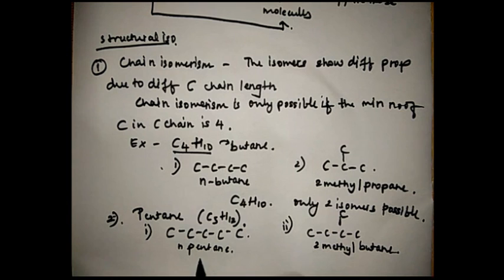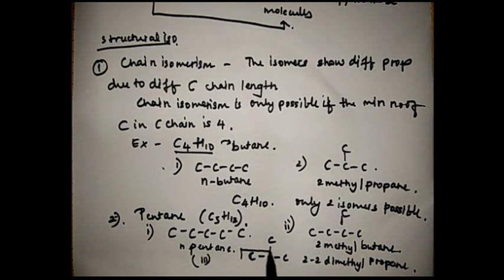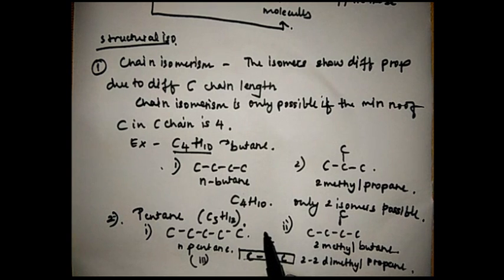Now for the third one, another isomer is possible, that being 2,2-dimethylpropane. Propane because of the longest carbon chain, this one or this one. Now this is a quaternary carbon, we'll talk about it later.